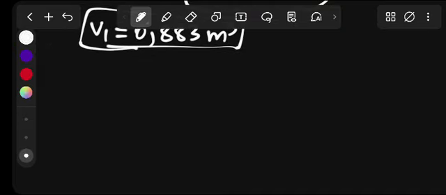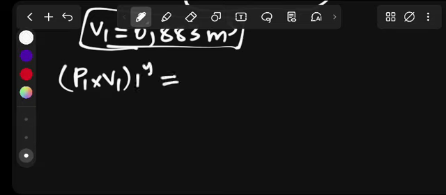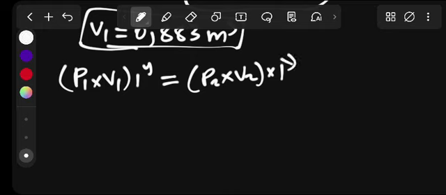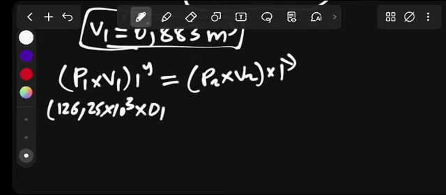All right. Since we have that, we have this formula: P1 multiplied by V1 to the power of gamma will be equal to P2 multiplied by V2 to the power of gamma. So we have pressure 1, the first pressure, which was 126.25 times 10 to the power of 3. V1, we just got it, 0.883, raised to the power of gamma, which we just calculated ourselves. It was 1.371. This will be equal to P2.